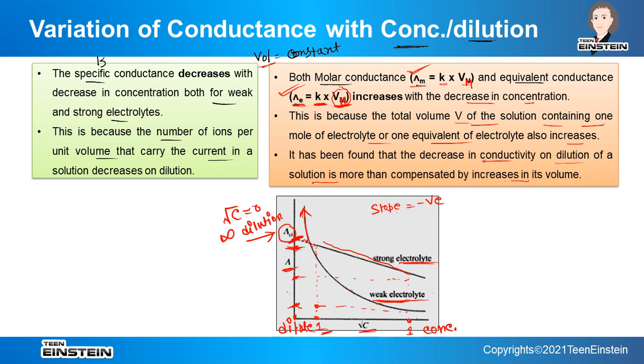So when it is infinite dilution, the conductance is at its maximum value. This maximum value is denoted by lambda naught, or sometimes you can see it expressed like this. It means that it is the maximum conductance that is possible, which is at infinite dilution. By extrapolating this line until it touches the y-axis in case of a strong electrolyte, you can easily find out the value of conductance at infinite dilution.